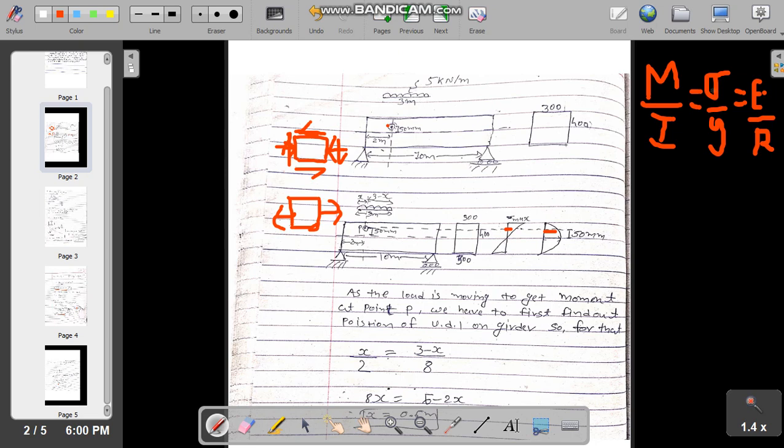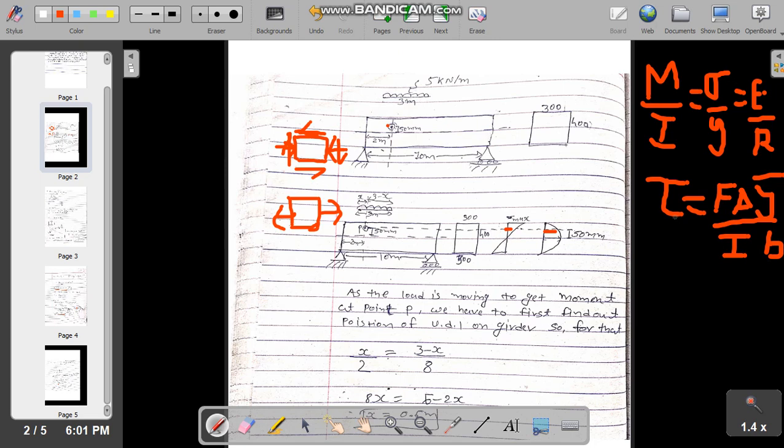सो हमको ये हमारा सिग्मा मिल गया, और टाउ के लिए और फॉर द शियर स्ट्रेस वी हैव द इक्वेशन फॉर द टाउ इज इक्वल टू F A y bar by IB. सो इस इक्वेशन से हमको बेंडिंग स्ट्रेस मिलेगा और इस इक्वेशन से हमको मिलेगा शियर स्ट्रेस.